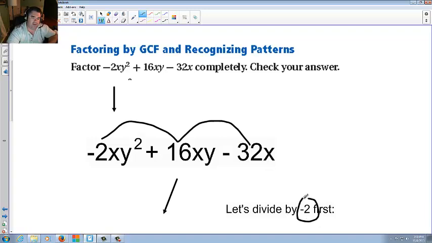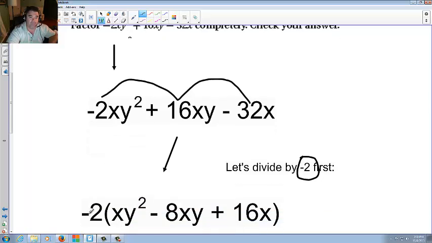Now I write here to divide by negative 2 first. Now why would I do that? Well, versus using regular 2, I take negative 2, so my front coefficient, my leading coefficient, is going to be a positive number. So I'm going to divide by negative 2 first. And I simply take negative 2 out of each one.